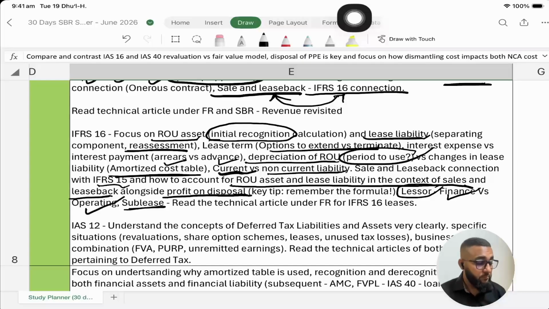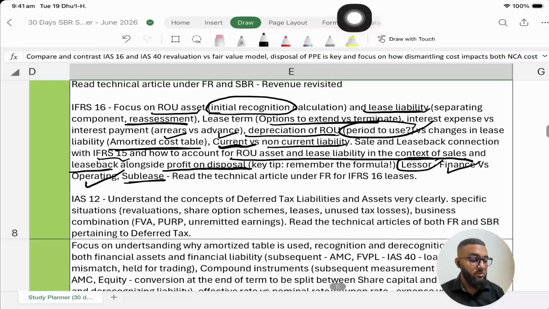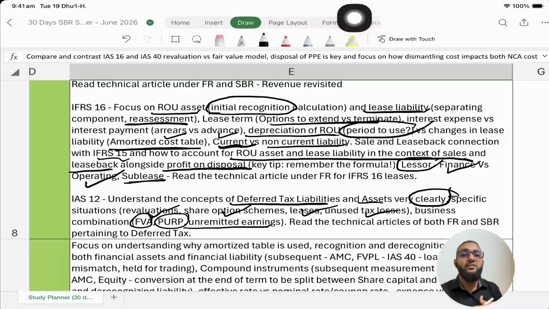All right, know that. Now moving on to the third standard on day two, which is IAS 12, taxation. Here you will have to understand the concepts of deferred tax liabilities and assets very clearly. You have to be able to distinguish what is a DTA, what is a DTL, and how you are going to recognize those. Specific situations such as revaluation, share option scheme, leases, unused tax losses, how those specific situations give rise to DTAs and DTLs. Then business combination, right? The fair value adjustment, PURP, unremitted earnings, how that's going to create a difference and give rise to DTA and DTL.